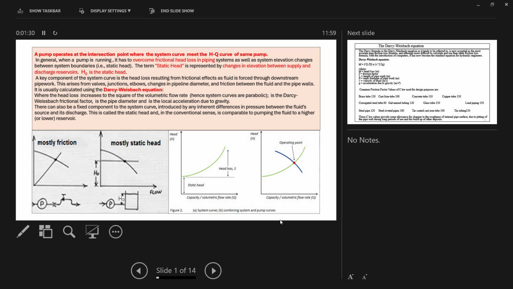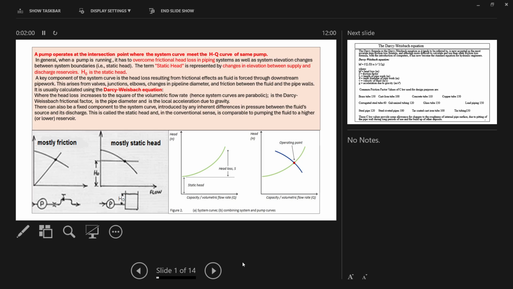In the second picture, the pump is taking suction from the horizontal, and it is giving discharge to a tank having static head H0. So the system resistance curve will be mostly static head related.